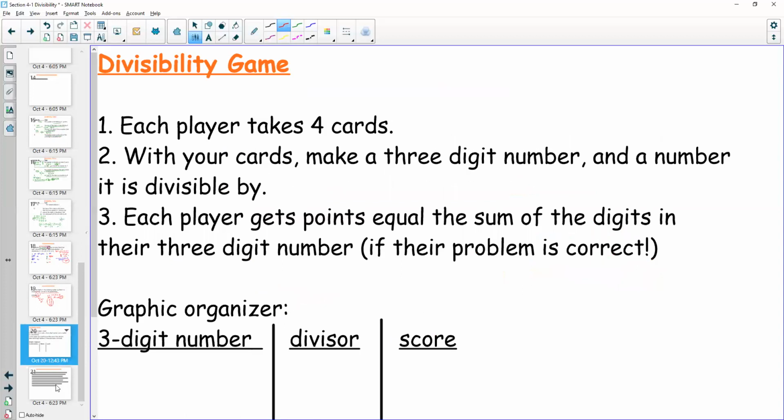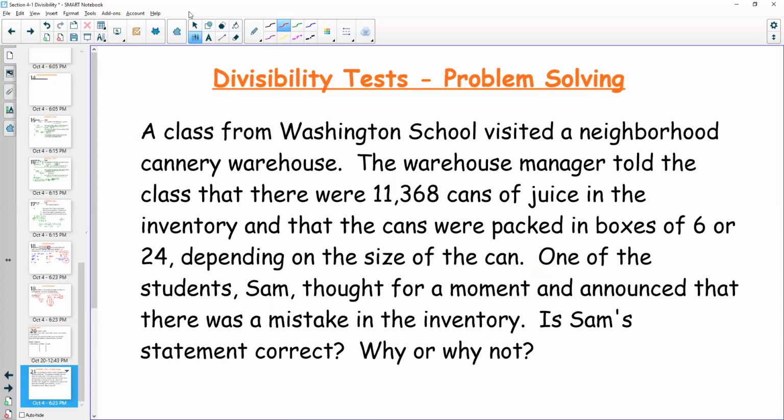I think it might be in your written assignment. So what we do with this is we use it to help us in problem solving. You have this class and they're visiting a neighborhood cannery because schools go on weird field trips. The warehouse manager says, class, there are 11,386 cans of juice in our inventory currently, and they're packed into boxes of 6 or 24. And one of the students went, sir, that's not right. You have a mistake in your inventory. And the guy went, oh, no. But here's the thing, is the kid right?